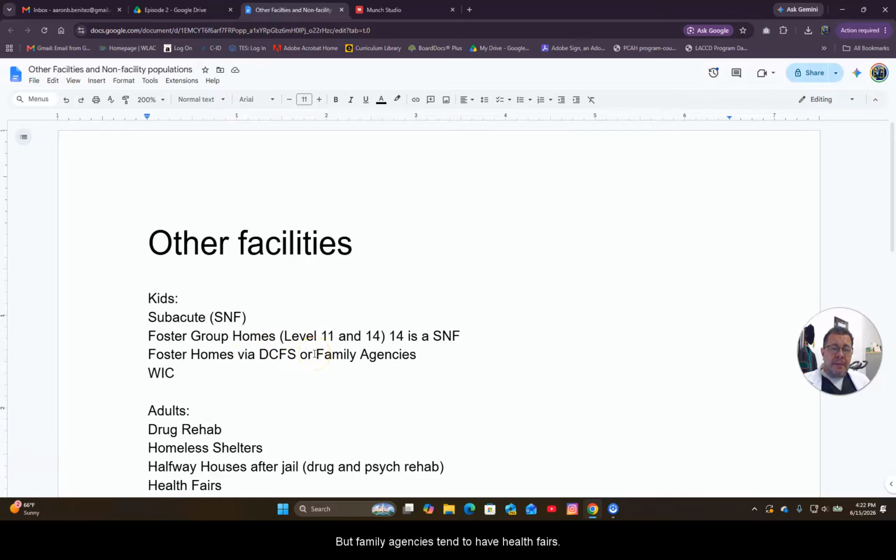But family agencies tend to have health fairs. They'll have family days. And those are the days that are great for you to meet everybody and meet all the different families. And they do these because they have to have doctor appointments, dental appointments within a certain amount of time. And guess what? RDHAPs can sign off that screening paper and they don't have to physically go to a dentist. I mean, obviously, we would recommend it, but we're able to sign that piece of paper. Okay.